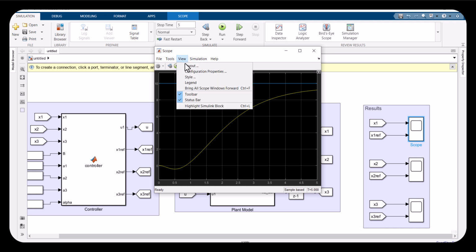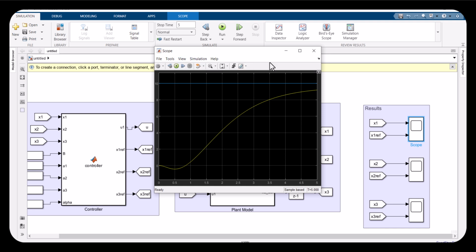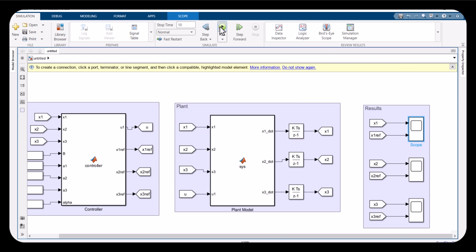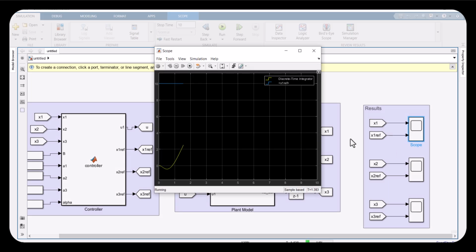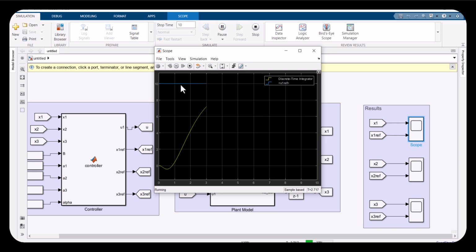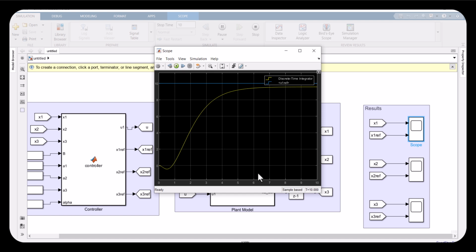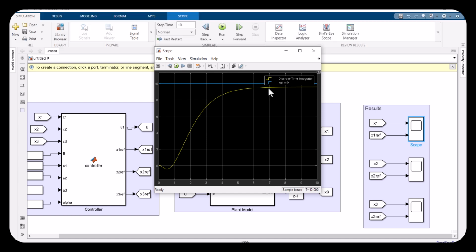Okay, so here we can see, maybe we can just run it for 10 seconds, so we see a little bit more of how the output performed. So double click. This blue line is the reference value, what it should have been, and this yellow line is the actual output. It took about 6-7 seconds to go very near to 10, but it did not reach 10. So there was this small steady state error.